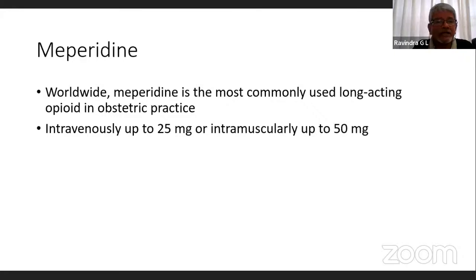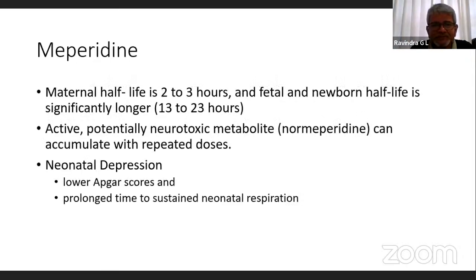Meperidine worldwide is the most commonly used, intravenously 25 milligrams or intramuscularly 50 milligrams is what is advocated. But what is administered is 100 milligrams IM anytime, whether that dose is required for analgesia or not. When we give 50 milligrams pethidine intramuscularly and when we give 100 milligrams intramuscularly, the analgesia is the same. The side effects are more. But it is being used. One ampule contains 100 milligrams and 100 milligrams is given.